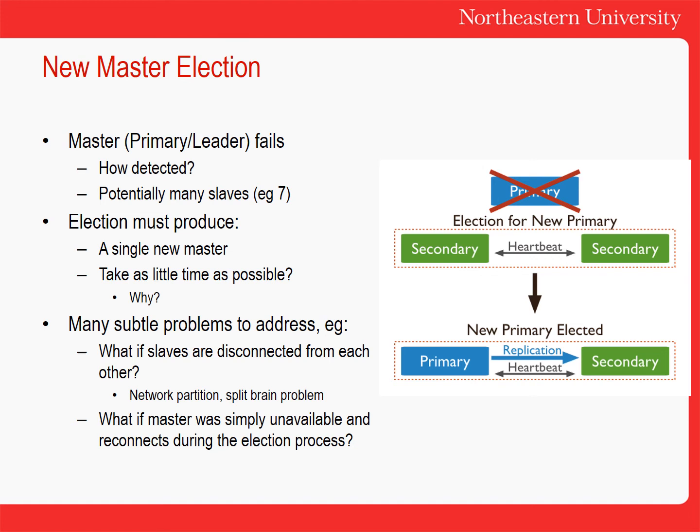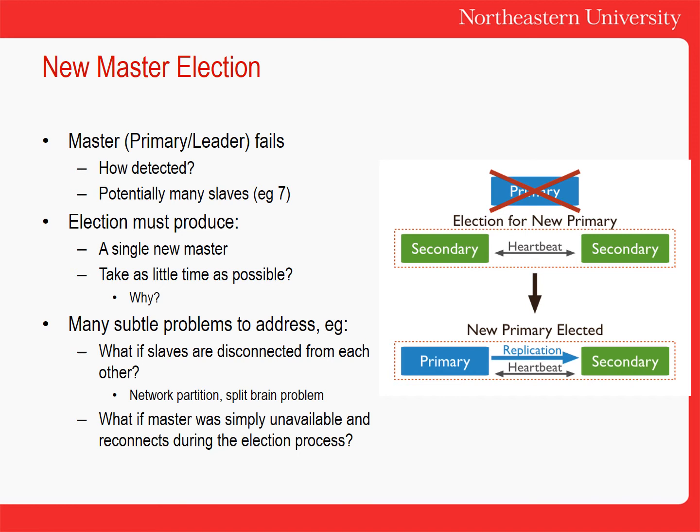This has implications for a new master election. So the master, the primary, or the leader as it's sometimes called, fails. So first of all, how is this detected? Well, it's detected because the slaves can't see the master. There needs to be some protocol whereby each of the nodes is aware of the status of the others. So let's assume there's 7 slaves. The election must produce a single new master and 6 slaves, presumably, if we have 7 slaves, and take as little time as possible, because if it takes a long time, then our system is not available for writes while the election is taking place.